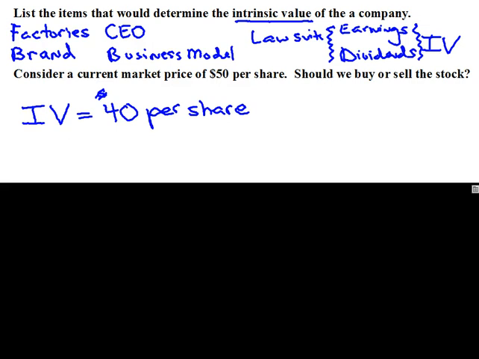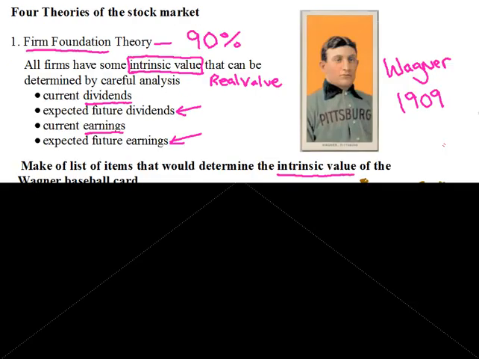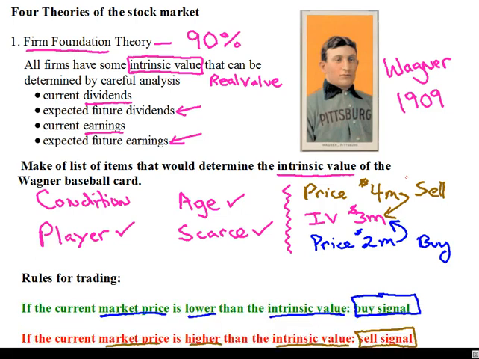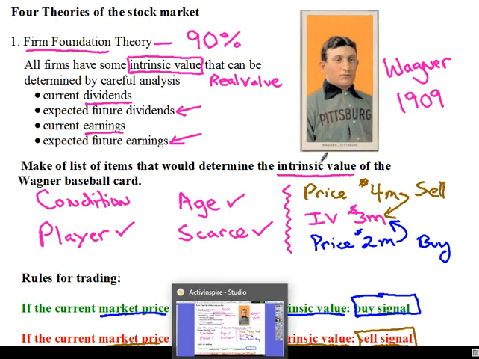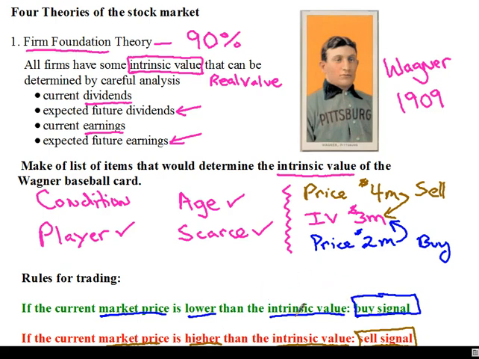So the question that I'm asking right here is, assume that the current market price is $50 per share. The question then becomes, should we buy or sell this stock? And it all depends on what we believe is the intrinsic value. Let's go back to the previous page for a second. This goes back to our two rules here at the bottom. Is the market price higher or lower than the intrinsic value? That's what gives us the buy or sell signal. These rules for trading down here are what will give us our buy or sell signal.